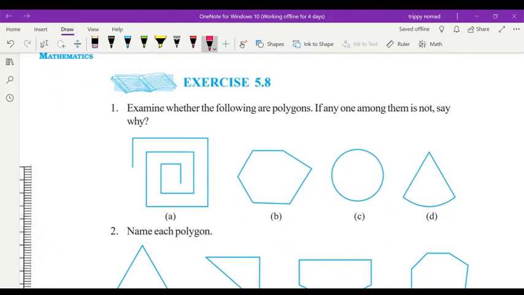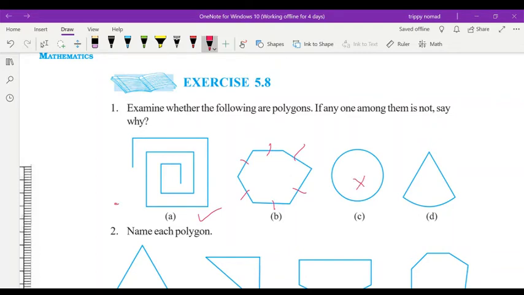Examine whether the following are polygons. If any among them is not, say why. Now the first one, this is an open figure, so we can't say it is a polygon. And how many sides? 1 2 3 4 5 6. So yes, this is a polygon, a closed figure. This is not, because no sides are given.